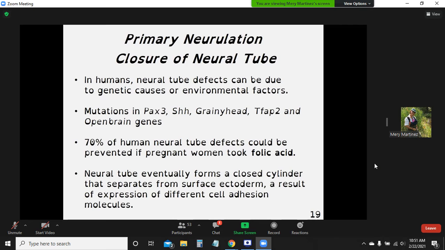It is thought that about 50% of human neural tube defects could be prevented if pregnant women take a supplement of folic acid. Folic acid, we know, is vitamin B12, okay? And it only needs 0.4 milligrams per day. So it's not that much. Now, with age, that's something else, because our metabolism becomes less efficient to use that folic acid.